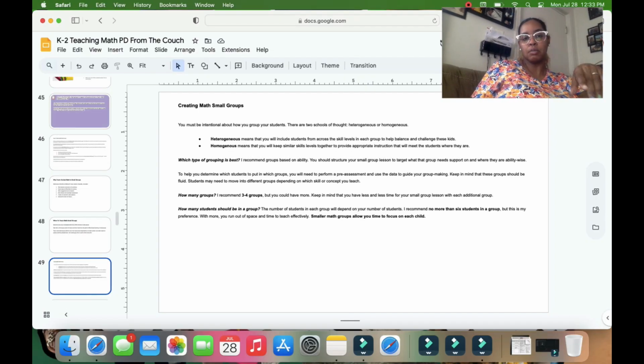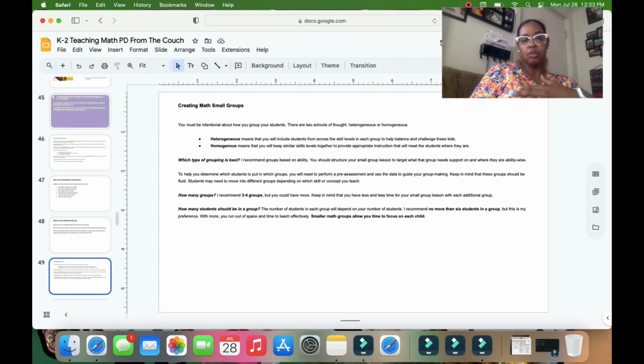So when you're creating small groups, you must be intentional about how you group your students. And then there are definitely 2 things to think about: heterogeneous and homogeneous. Heterogeneous means that you will include students across all skill levels in each group to help balance and challenge them. But homogeneous means that you're going to keep similar skill levels together to provide appropriate instruction that will meet the students where they are.